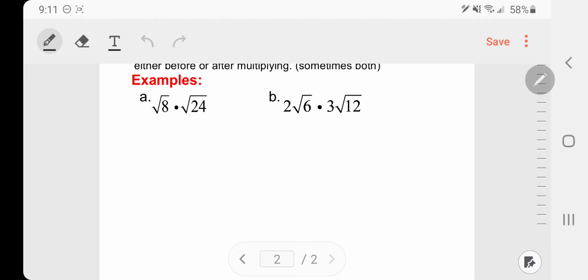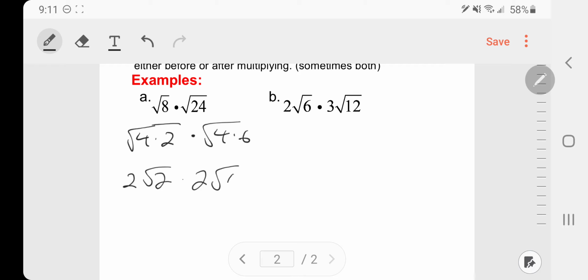All right, so here we go. Multiplying 8 times 24 would probably be a bit much to start with, so we're going to go ahead and simplify them first. All right, so the square root of 8, we can do 4 and 2. 24, we can do 4 and 6. All right, so we get the square root of 4 is 2, so 2 square root of 2 and 2 square root of 6.